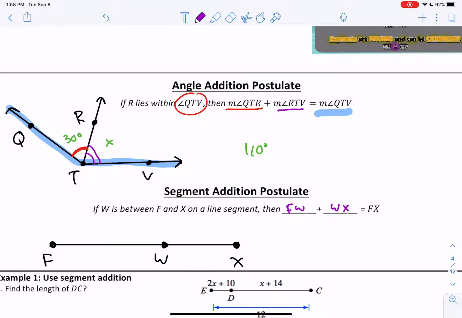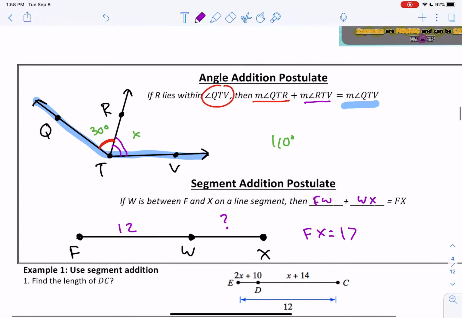Similar to the angle addition, if I told you the FW right here was 12, and I told you WX right here was 5, and I said, hey, how long is FX? Well, you'd say 12 plus 5 is 17, and FX is going to be equal to 17. At the same time, if I didn't know what WX was, if I know the entire line segment is 17, I just go 17 minus 12, which would give me 5 for WX.